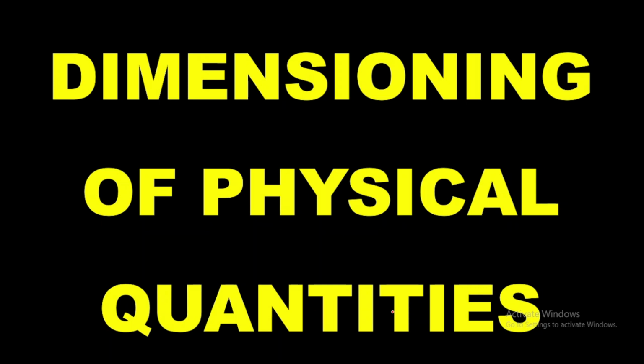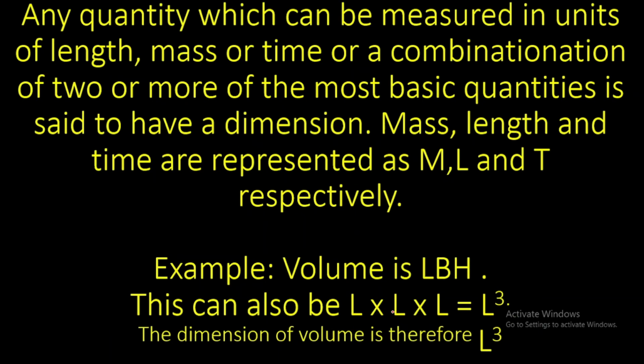We are here to discuss dimensioning of physical quantities. The first question that will come to your mind is, what is dimensioning? So let's go. Now, any quantity which can be measured in units of length, mass, or time, or a combination of two or more of these most basic quantities is said to have a dimension. Now, remember, length, mass, and time are the most basic of the quantities we have in physics.